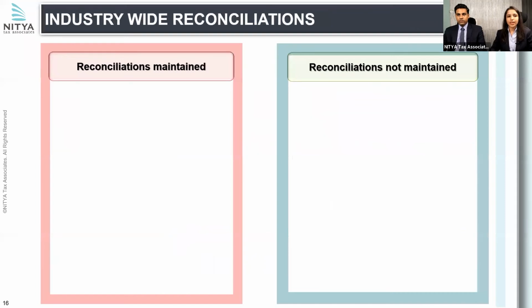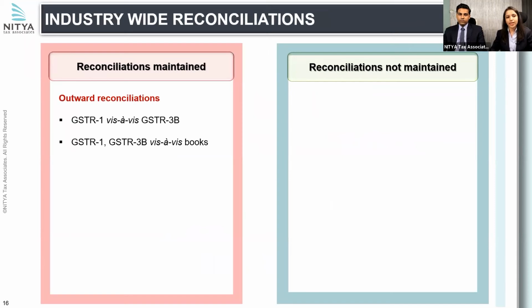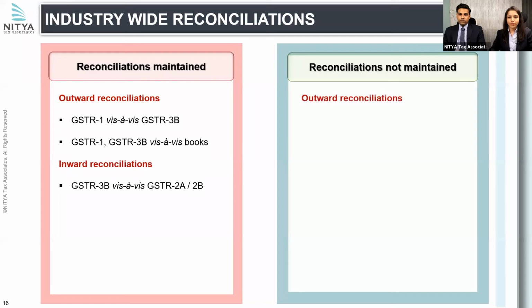Now let us understand what the reconciliations are which are currently maintained by industry-wide companies. Very commonly, on the outward side, GSTR 1 and 3B, GSTR 1, 3B vis-a-vis the books. On the inward side, GSTR 3B vis-a-vis 2A and 2B. However, there are a few reconciliations which are not frequently maintained by the taxpayers.